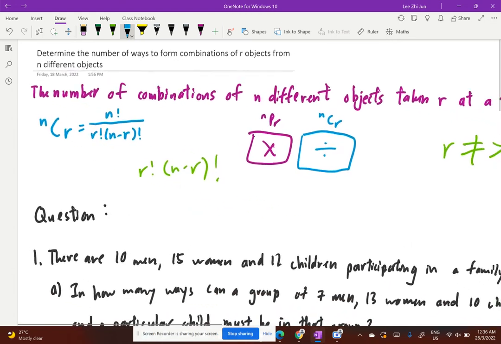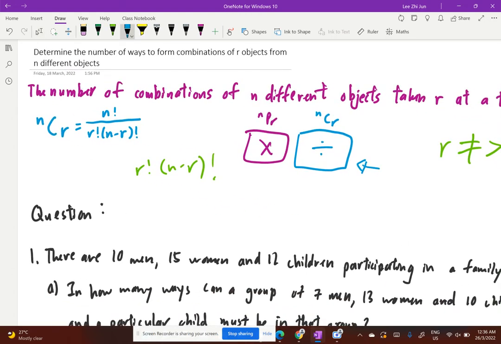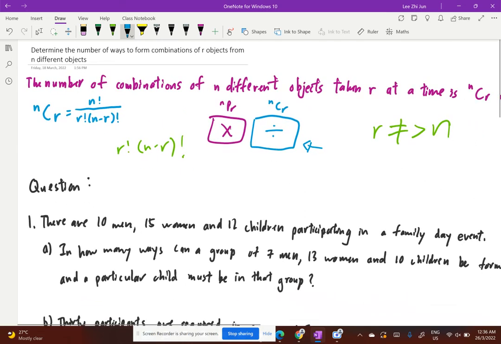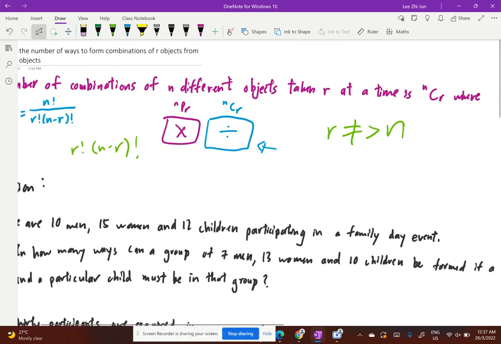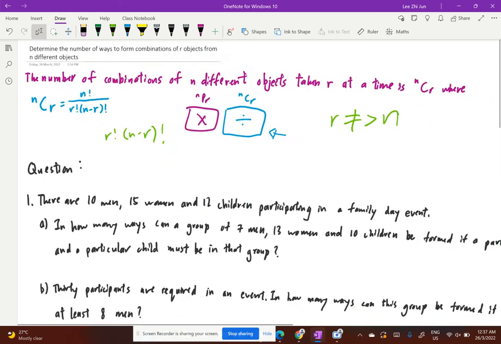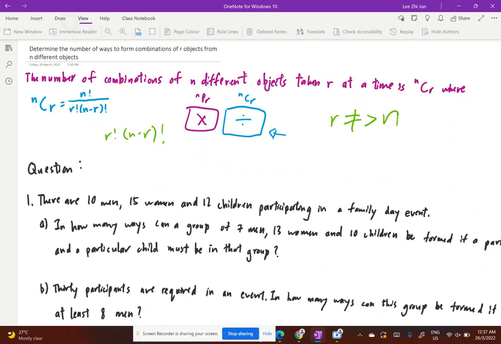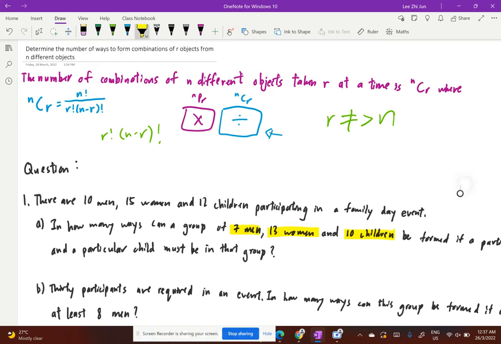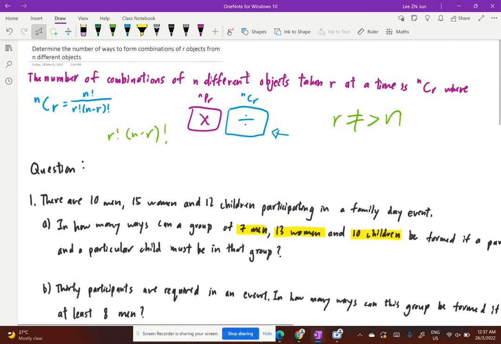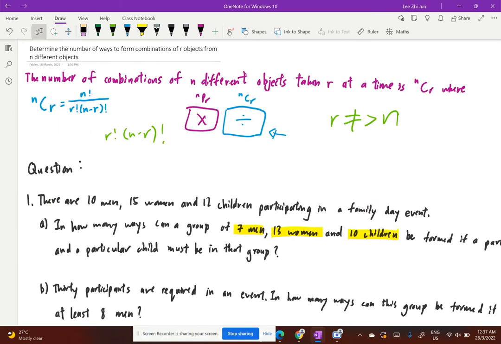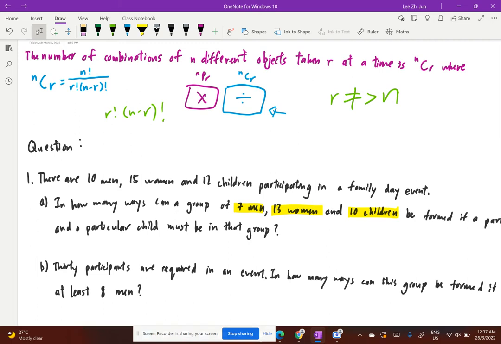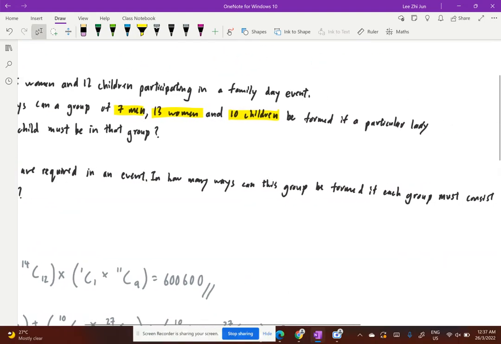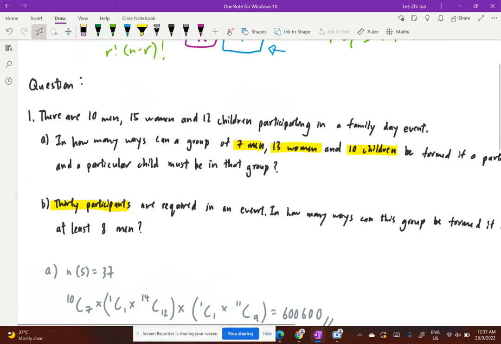Like this question. We go to the question first, then I explain how to calculate this. There are 10 men, 15 women, and 12 children participating in a family day event. A: How many ways can a group of 7 men, 13 women, 10 children be formed if a particular lady and a particular child must be in that group? B: 30 participants are required. How many ways can this group be formed if each group must consist of at least 8 men?